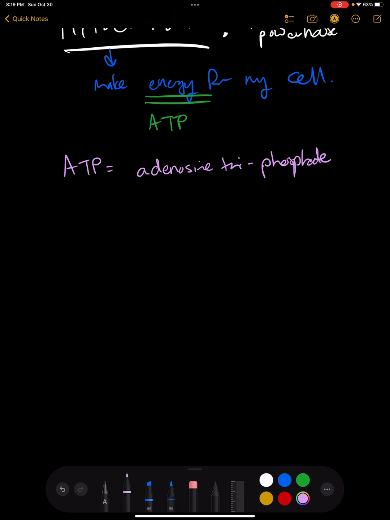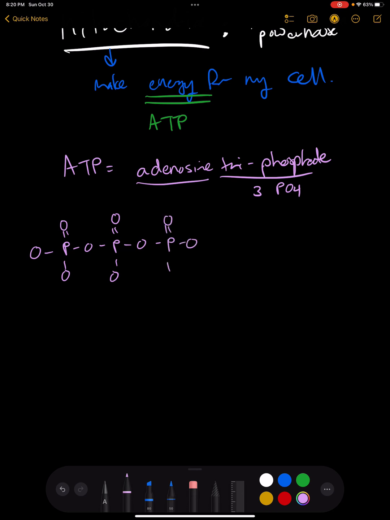Okay, now adenosine triphosphate. So let's kind of break through this. Here's my adenosine, and then triphosphate. That just means there's going to be 3 phosphate groups. So let's start out with my phosphate groups. We know phosphates, PO4. So here's one phosphate. And then let's draw our next phosphate. And then our third phosphate.